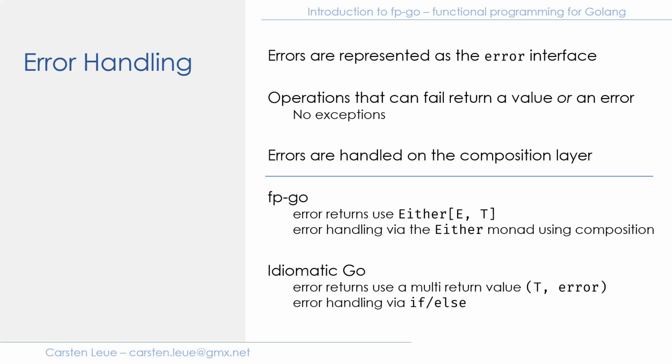And the caller is supposed to handle this in every single case, typically via an if-else statement. In FBGO, this is where we deviate from the idiomatic Go style, because in FBGO, we represent errors via an either data structure with this E, which is either an error or the actual value. And then we use the composition functions like map, filter, compose, chain, whatever, to handle these errors instead of doing this via if-else statements.